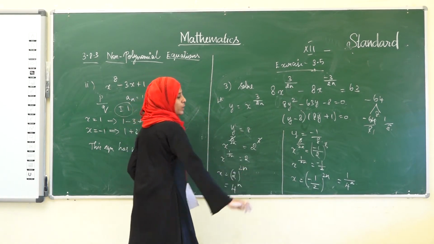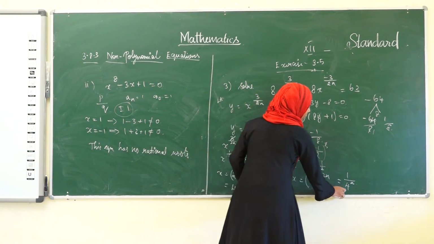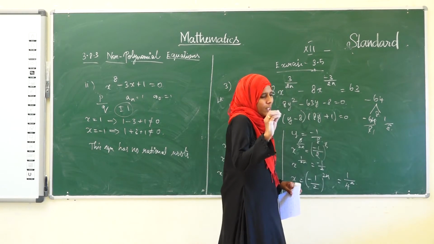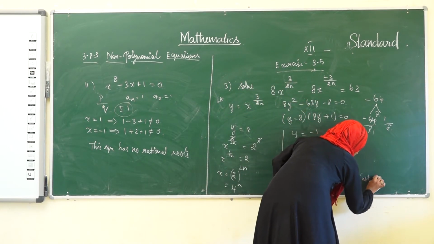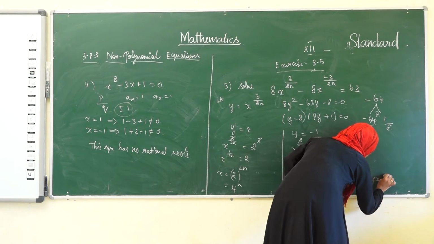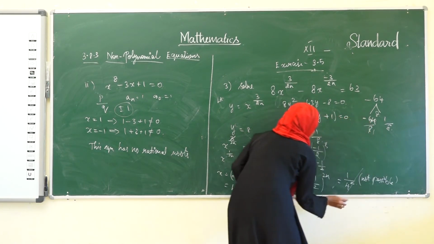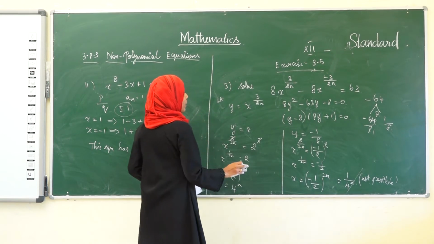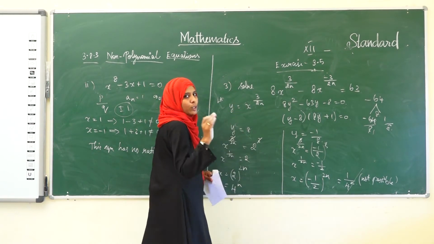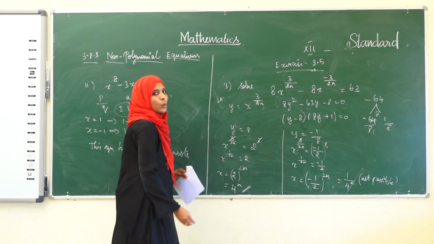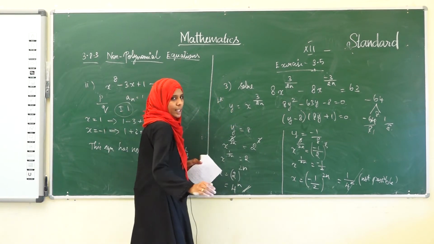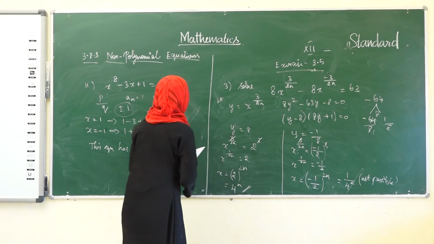Okay, we got two values. See, 1 divided by 4 power n will be some small value, that is 0 point something. Therefore, this is not possible. We are neglecting this. Therefore, the only rational solution here, the rational root, is 4 power n. This is the only root which is possible.